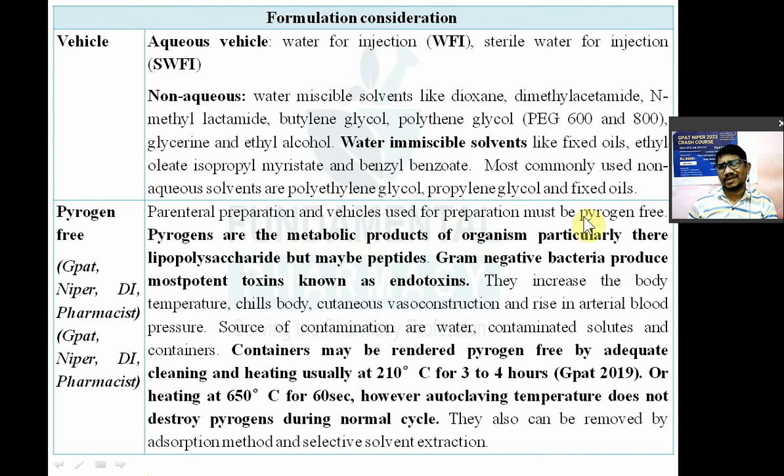Now the formulation of your parenteral product. What will your parenteral product contain? First there will be the drug, meaning the API, active pharmaceutical ingredient, plus a vehicle. You have to dissolve the API in something. So you have to dissolve your drug, or make an emulsion with the drug. So you need a vehicle.